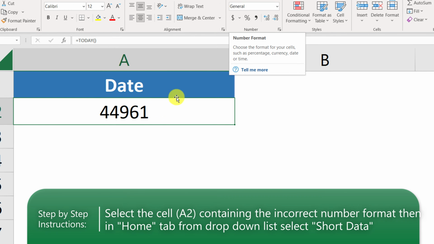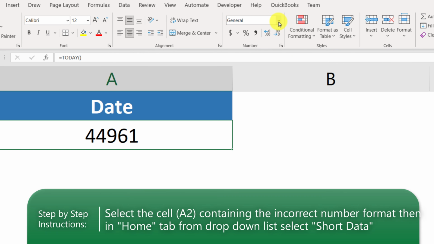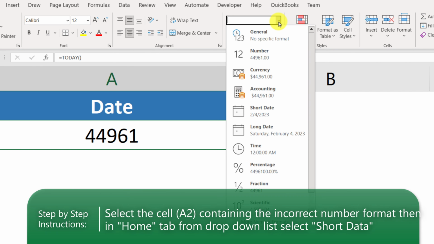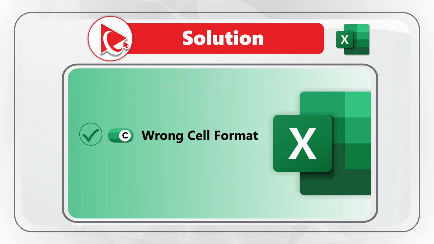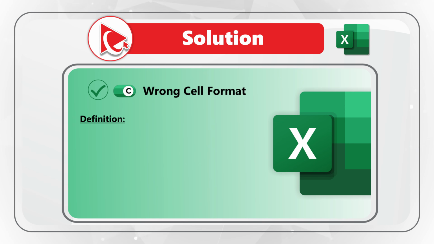The key to answer this question is in the data format. If you click and, instead of General, select Short Date, you see that it will be formatted to today's date, which is February 4th, 2023. To understand the issue, we need to understand the TODAY function in Excel, as well as what happened when Alexandra typed the function inside the spreadsheet.